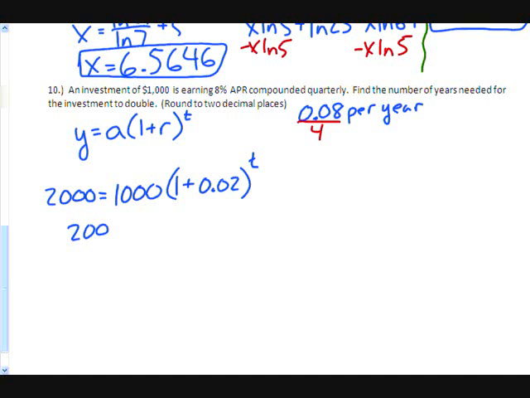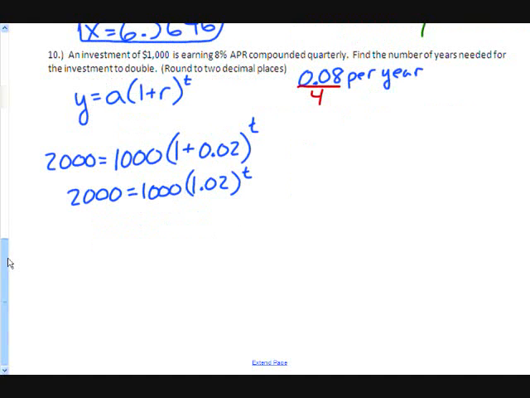So I'm going to simplify a little bit. I've got 2,000 equals the 1,000 times 1.02 raised to the t. And now I'm going to isolate the exponential part of the function, so I'm going to divide each side by the 1,000. That's going to give me 2 equals 1.02 raised to the t.